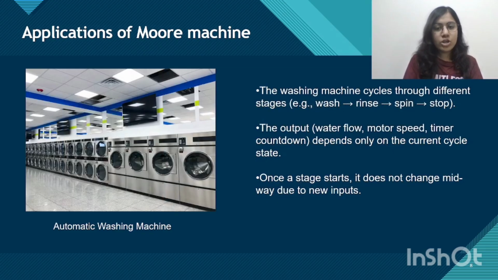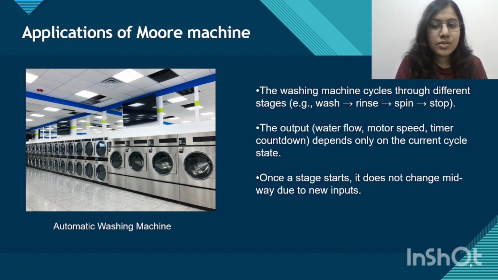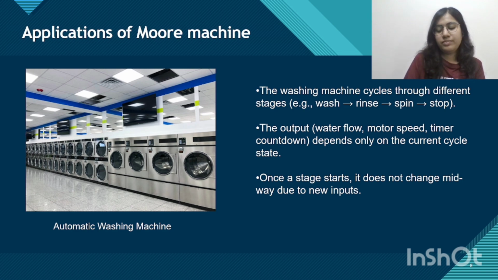Next example can be an automatic washing machine. A washing machine has different cycles. That is, it can wash, rinse, and spin clothes. So the output only depends upon the current cycle, that is, what state the machine is in, the wash state or the rinse state or the spin. So once a state starts, it cannot change midway due to new inputs. Hence, when a washing machine is washing the clothes, it cannot change its states midway, and hence it is an example of Moore machine.